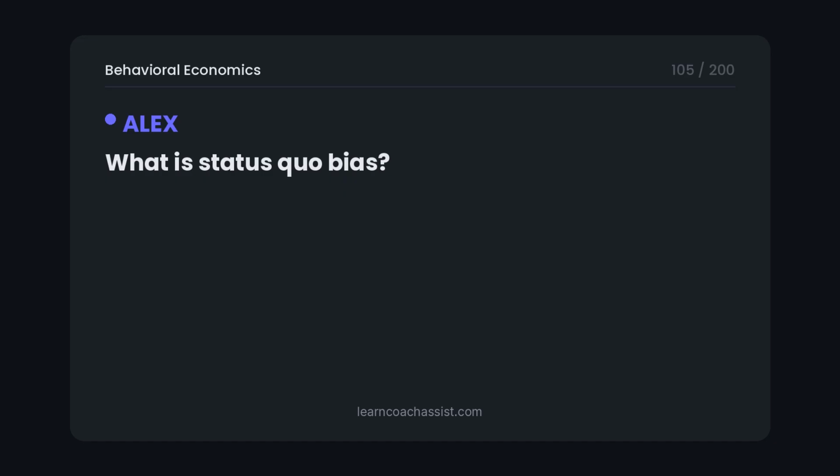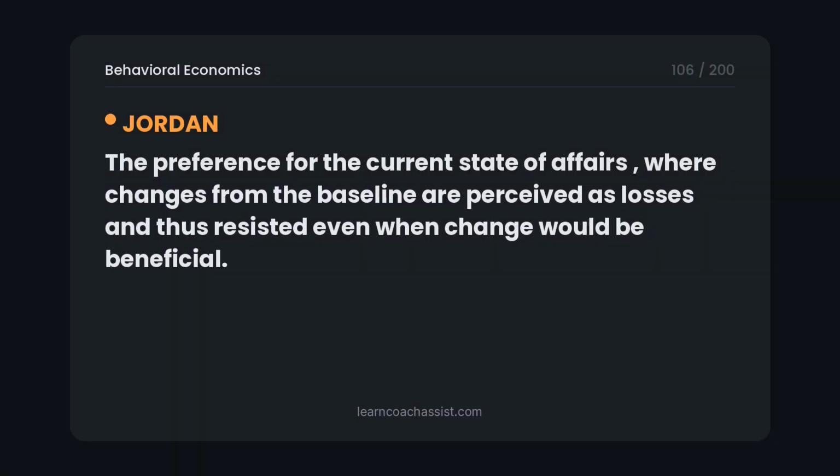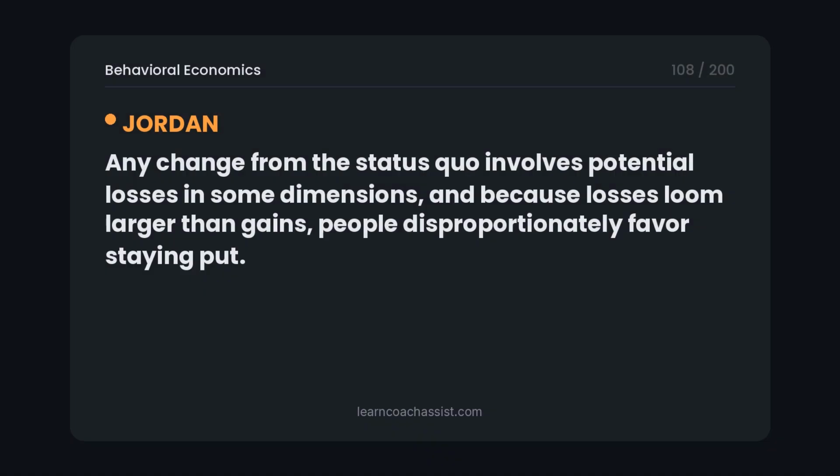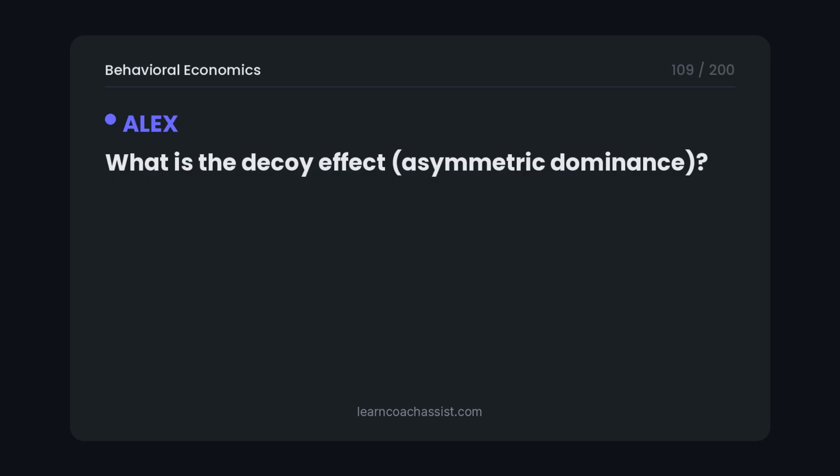What is status quo bias? The preference for the current state of affairs, where changes from the baseline are perceived as losses and thus resisted even when change would be beneficial. How does status quo bias relate to loss aversion? Any change from the status quo involves potential losses in some dimensions, and because losses loom larger than gains, people disproportionately favor staying put.